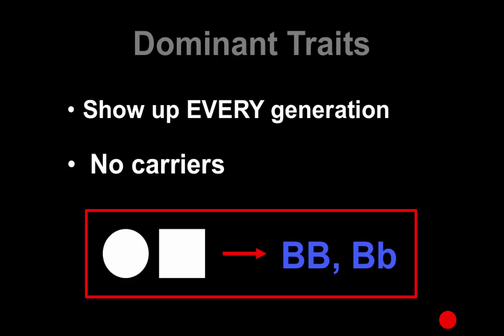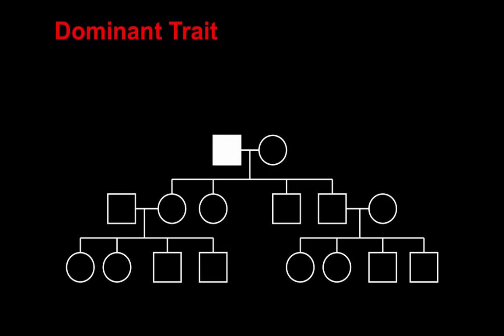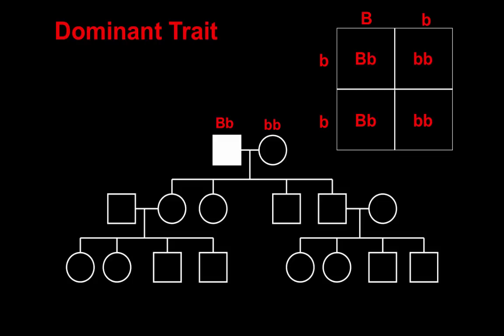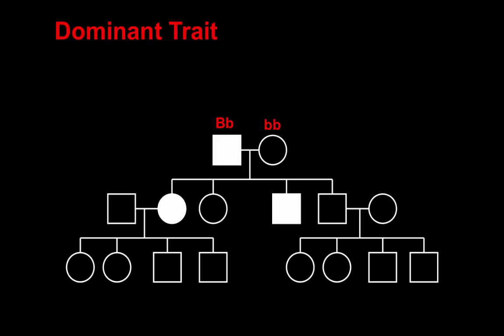Individuals that are colored in, meaning they have the trait, are going to be homozygous dominant or heterozygous. So let's say grandpa here is heterozygous for this dominant trait. Grandma is not colored in, meaning she has to be homozygous recessive. If we do a quick Punnett square, what we'll find is that most likely 50% of the offspring will have the trait and 50% won't.